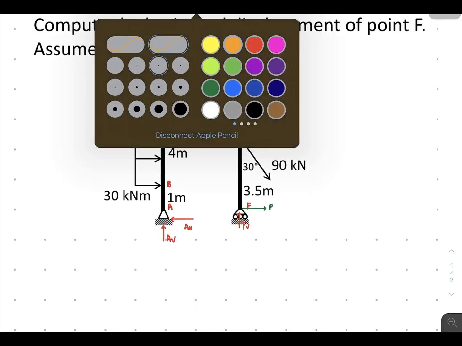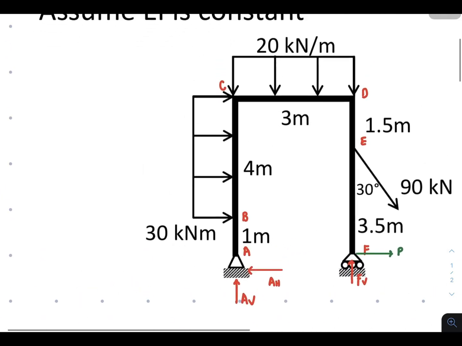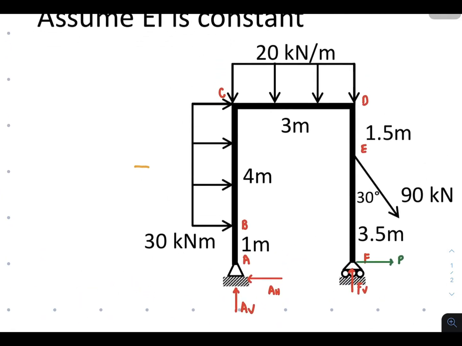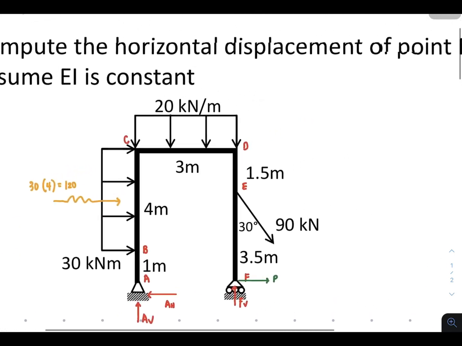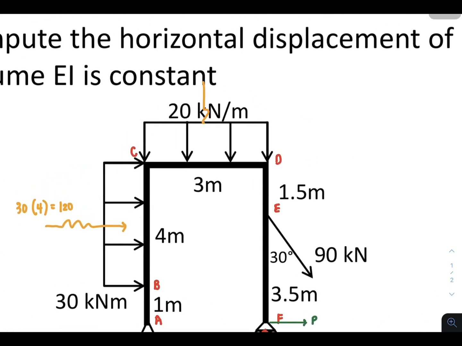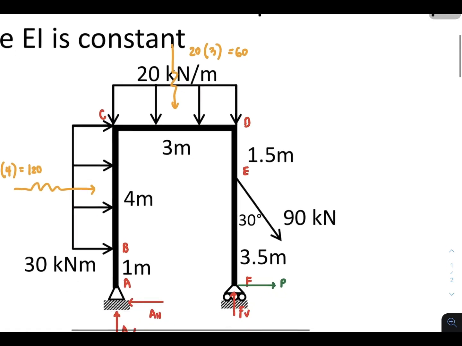Let's get the resultant of this 30 kilonewtons per meter. The distribution is horizontal, so the resultant would also be horizontal, and it is the product of 30 times 4, which is 120. And then for this 20 kilonewtons per meter, the resultant is 20 times 3, so this is 60.